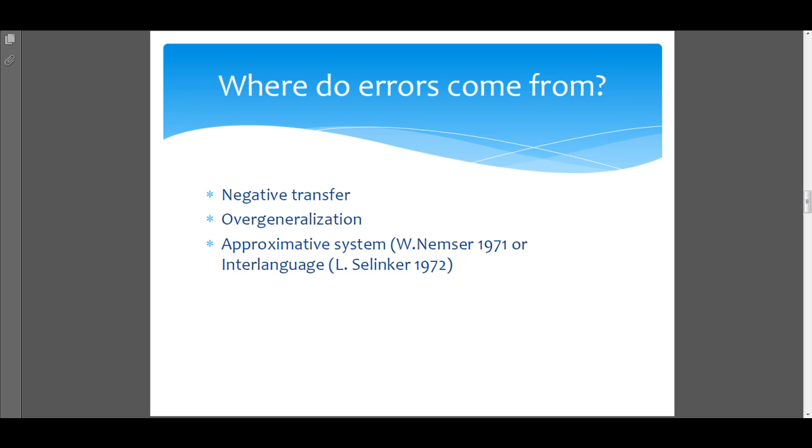So let's come back to the point that we were discussing previously about the sources of errors. We are now fully aware that errors come from negative transfer of our mother tongue to the language that we are learning. Language errors can also come from overgeneralizations, and lots of you have given me examples of overgeneralizations.